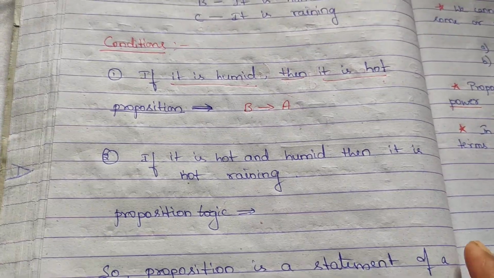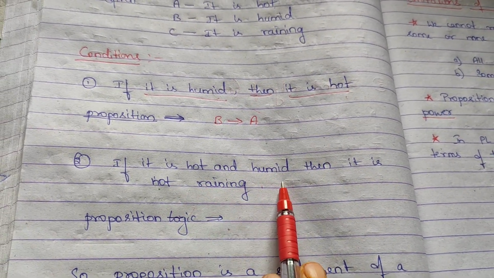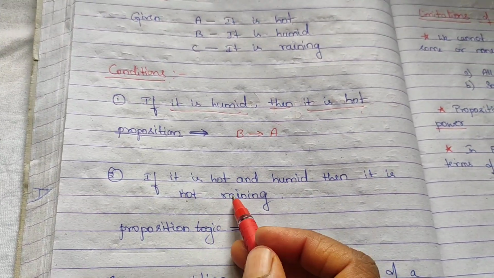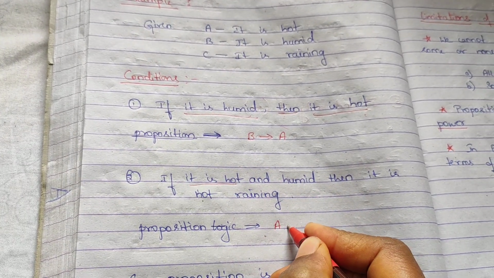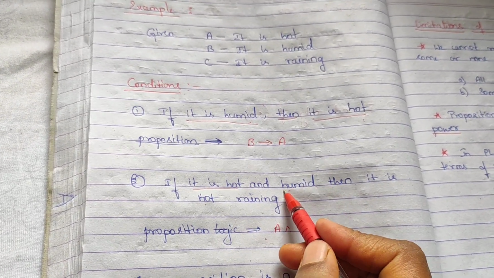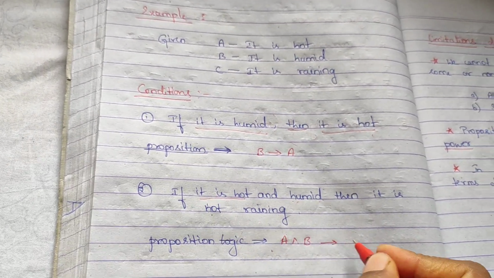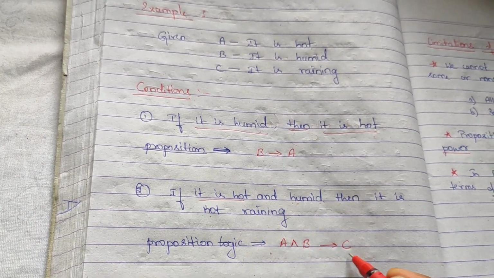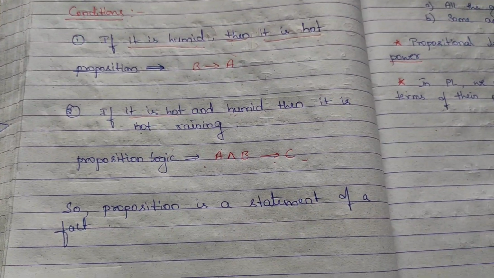Let us see one more condition of the same example. If it is hot and humid, then it is not raining. See, it is hot is nothing but A, and they have given an AND operation. Humid is nothing but B. Then it is not raining is nothing but C. If A and B, then C. Understood the concept? These are the two examples.